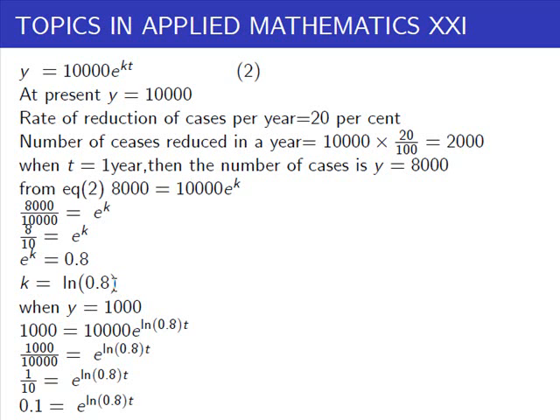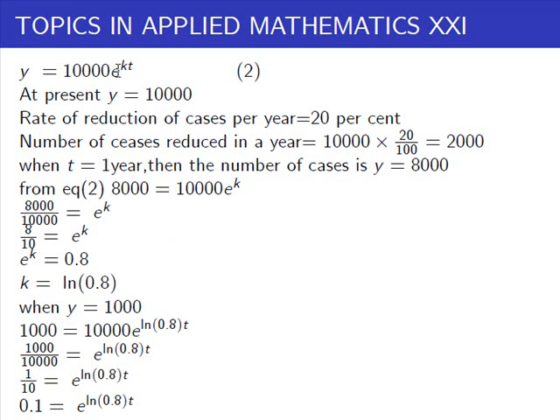And the third condition is that we want to obtain the cases as 1,000. Initially it is 10,000, and the reduction rate is 20% per year, and we have to find the time when the sick population is 1,000. So y is equal to 1,000, and we are to find t.